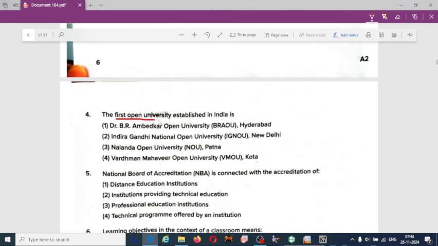Okay, the first open university established in India is actually this university. Among all the four, IGNOU and VMOU were established after Dr. B.R. Ambedkar Open University, Hyderabad, which was established in the year 1982. Earlier it was called Andhra Pradesh Open University. Then it was named BRAOU. So option 1 is correct.